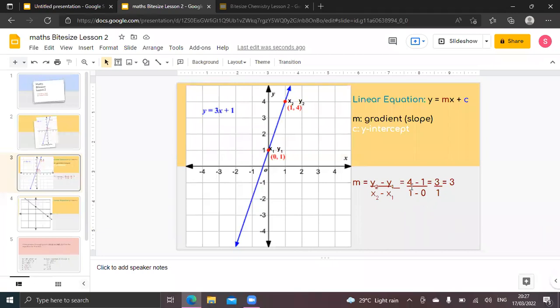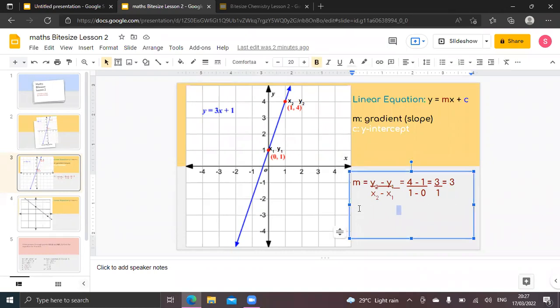Right, then we can solve this. 4 minus 1 is 3. 1 minus 0 is 1. So 3 over 1 is actually 3. So the value of m equals 3. As easy as that.